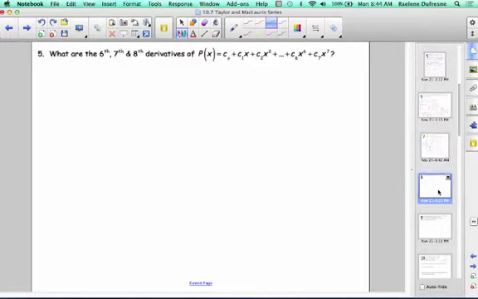In number 5, we are asked what are the 6th, 7th, and 8th derivatives of a 7th degree polynomial. Well, if we started taking a look at some of the derivatives, the first derivative is going to make the first term 0 because it's constant, and so we will get c1 plus 2c2 times x plus dot dot dot plus 6c6 x to the 5 plus 7c7 x to the 6.